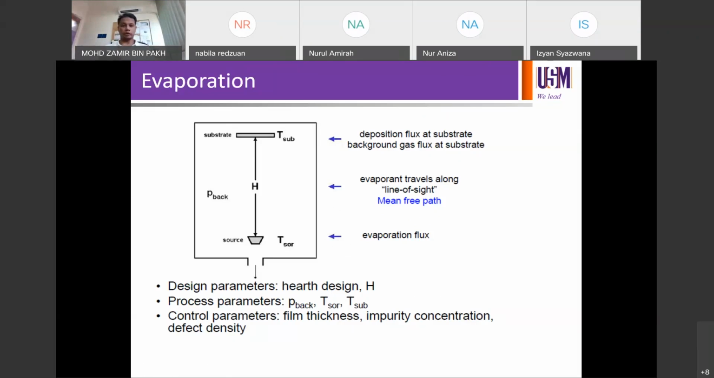So let's continue with the first type of deposition. We call it PVD, physical vapor deposition. And yesterday we discussed that for PVD we have evaporation and sputtering, and even for evaporation we have thermal evaporation and electron beam evaporation. So this is evaporation in general. So we've covered some basics of the evaporation process.